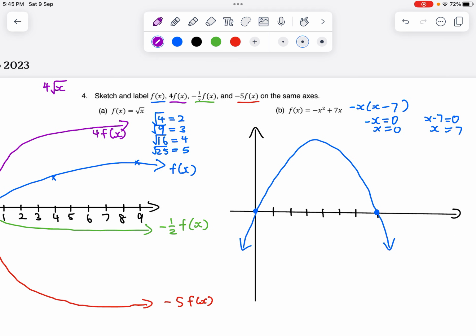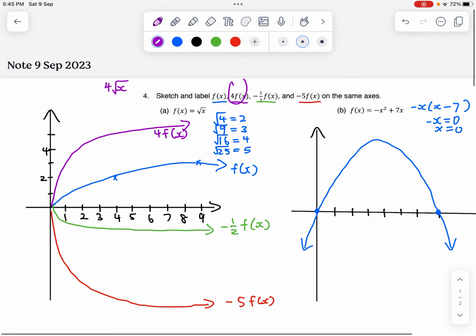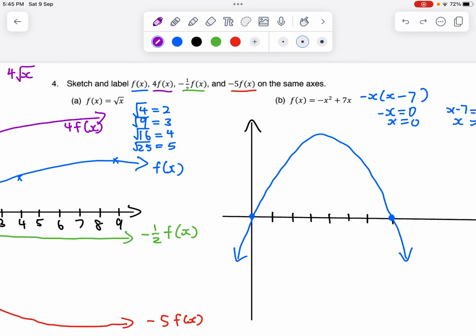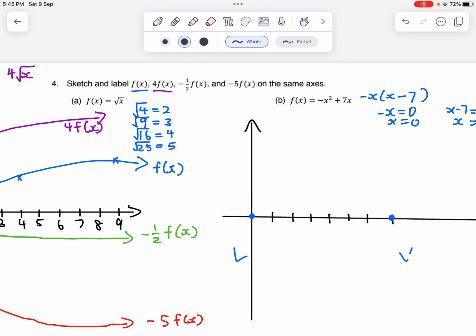Now let's try doing the purple one. So 4 times f of x. Now again, same concept here. 4 is greater than 1, so we know that it is a vertical stretch. And so it will look something like that. You know what? Let's try drawing this less pointy, so that we have space. So yeah, we can say that this is like that.